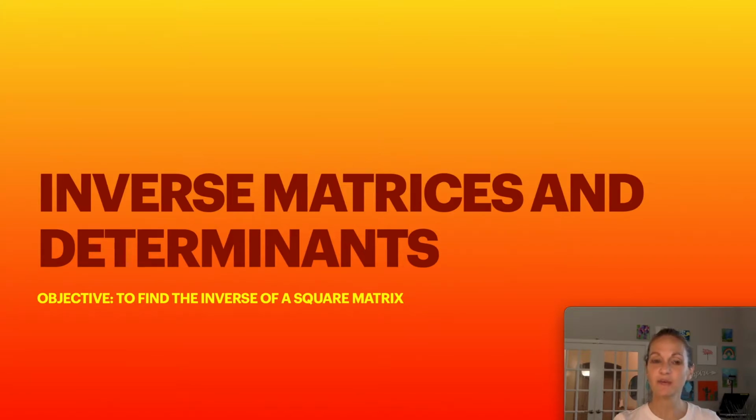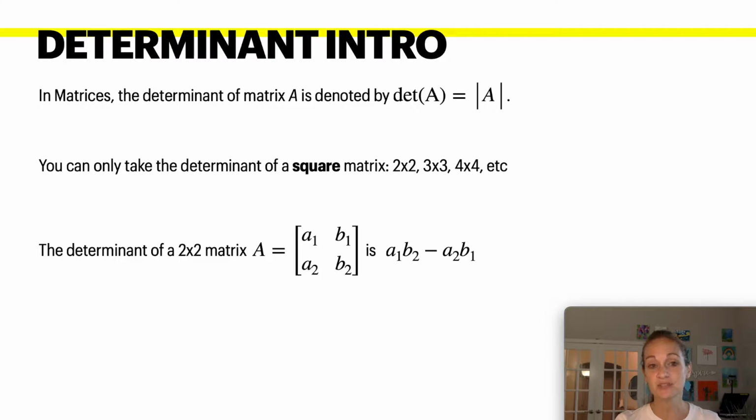In this video, I'll be discussing inverse matrices and determinants. In a matrix, the determinant of a matrix A is denoted by DET for determinant, and it looks like absolute value signs around the matrix A. Note, please, you can only take the determinant of a square matrix: a 2x2, 3x3, 5x5, 7x7.